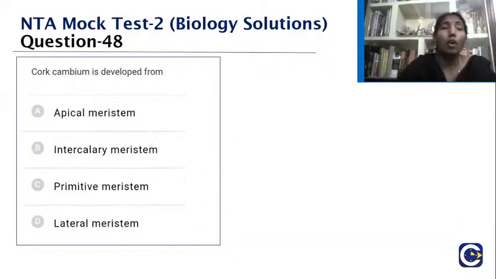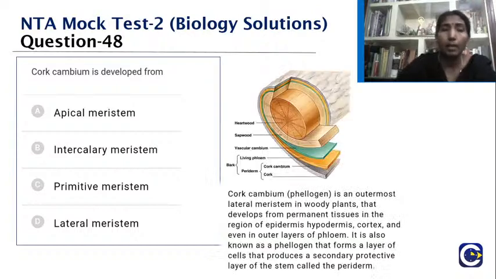Cork cambium is developed from: apical meristem, intercalary meristem, primitive meristem, lateral meristem. When it comes to meristem, we are aware of the apical meristem, which is found more in the root and shoot region. What about intercalary? It will be in between, at the internodes. Lateral meristem is concerned with increasing the girth. They have those cylindrical cells. For example, we can give cork cambium, interfascicular cambium. So cork cambium is the exact answer.